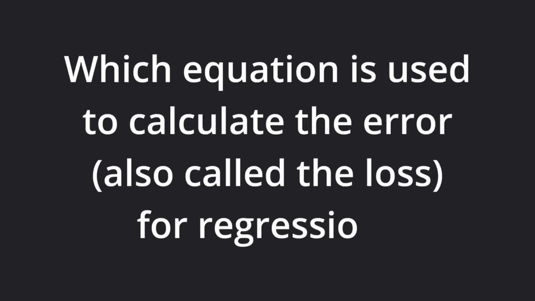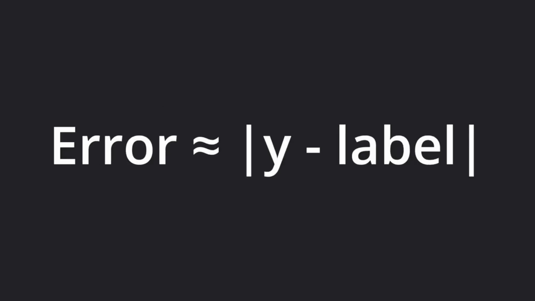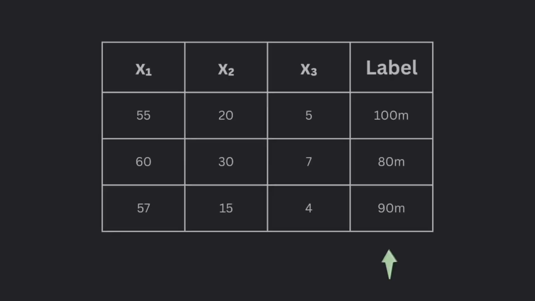Question 3. Which equation is used to calculate the error, also called the loss, for regression? During training, when we are improving the model's accuracy on the training dataset, we are actually minimizing the error between the model's prediction y and the true answers that are recorded.